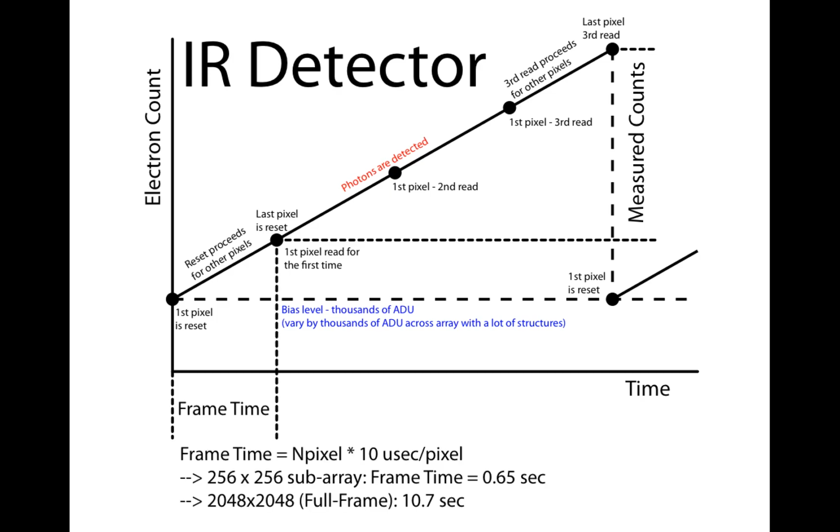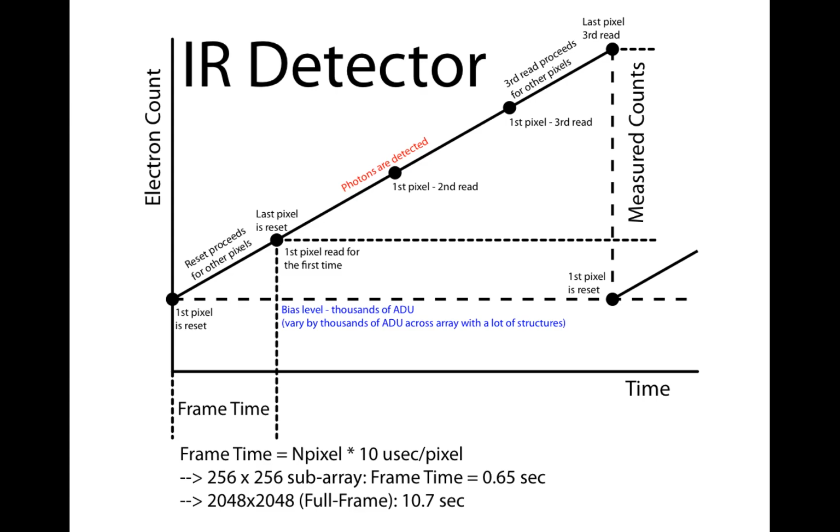Okay, and a frame time is basically the time it takes to cycle through all the pixels to do a read or a reset. The frame time depends on the number of pixels that you read and the time you take to read each one, and that time is constant. It's 10 microseconds per pixel.